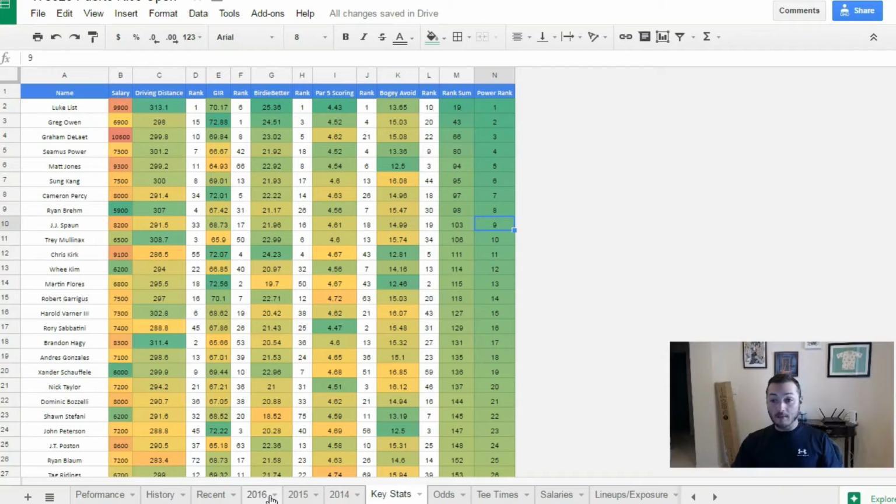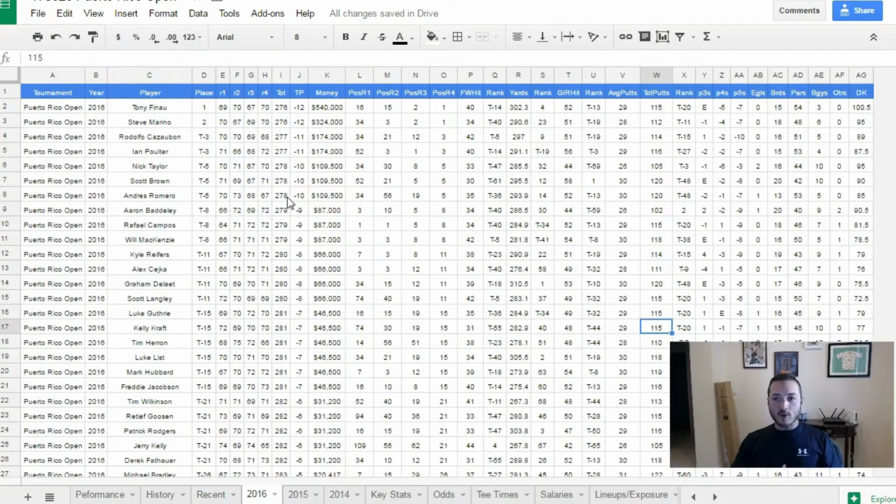So I have game logs for the last 5 years of the PGA Tour. I look back at these game logs, and I've got the last 3 years of the Puerto Rico Open here, and just look to see if I can find any trends. Tony Finau won it last year. What kind of player is he? He's a bomber. Maybe not very accurate, but he hits it a long way.